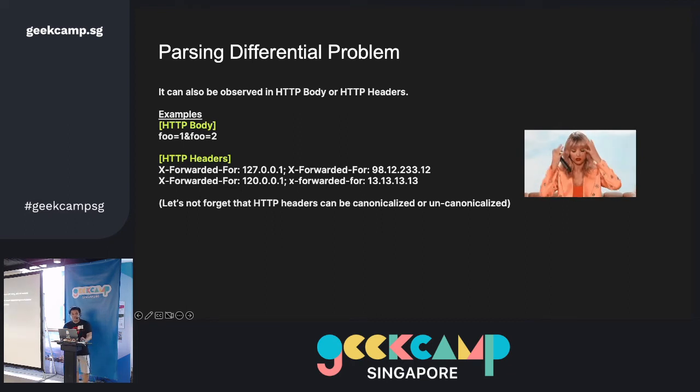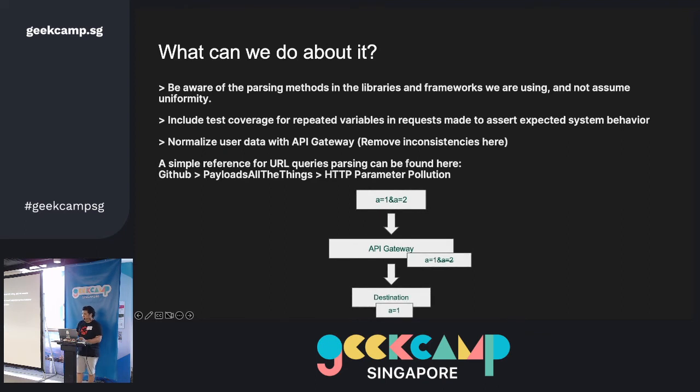So what can we do about it? Be aware of what we are using. Know our system, and include test coverage for such repeating variables to assert that this weird behavior doesn't happen. Or normalize the data using an API gateway, so that your API gateway will strip such things. One thing I left out is that we can just use JSON or XML or anything like that, which could also help you normalize your data, because of how the library works.